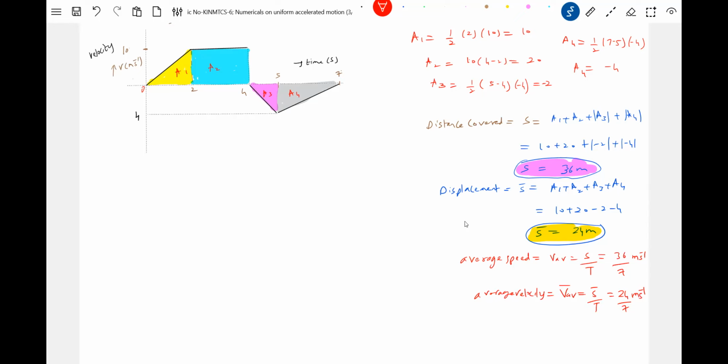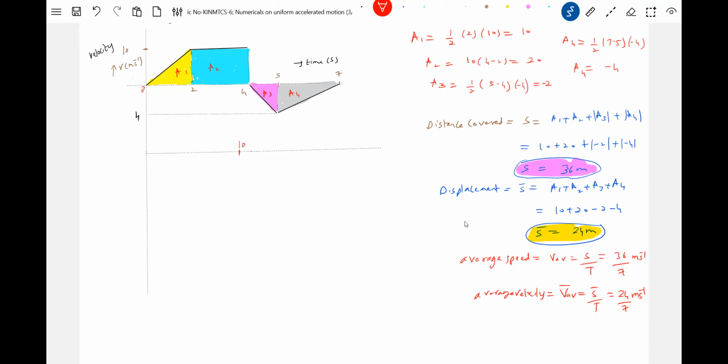Okay, let's plot the position versus time graph so that you'll understand a little bit how that motion actually takes place. We should get a better picture, no? So first what happened, it will move 10 meter, then it will move 20 meter. Then I'll extend this line further. It will move 10 meter for 2 seconds.